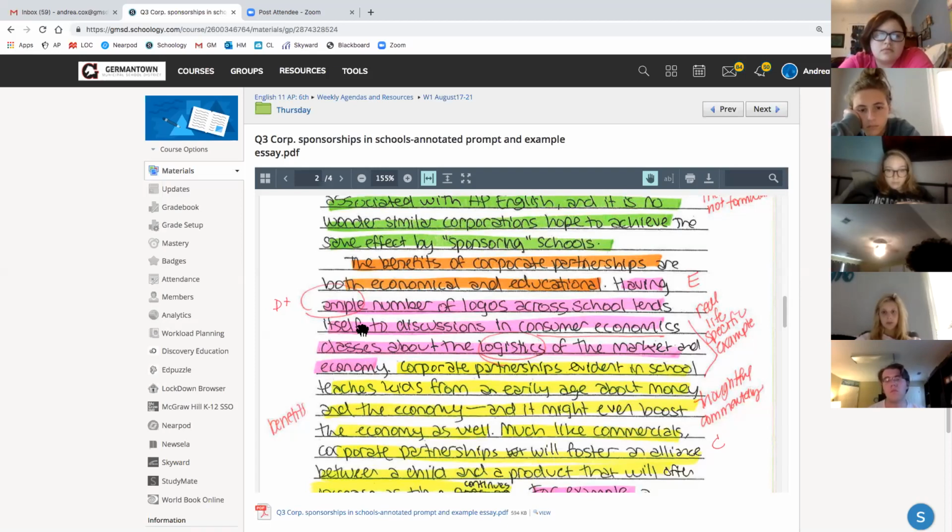Also, I want to take a pause for a second. Some of y'all did do outside research for evidence, and that's fine for this essay. I told you to try not to do that, but for future reference, you don't need to do that. The whole point of us growing our brains is so that you have that evidence in your brain, right? Now look at the commentary. "Corporate partnerships, evident in school, teaches kids from an early age about money and the economy. And it might even boost the economy as well."